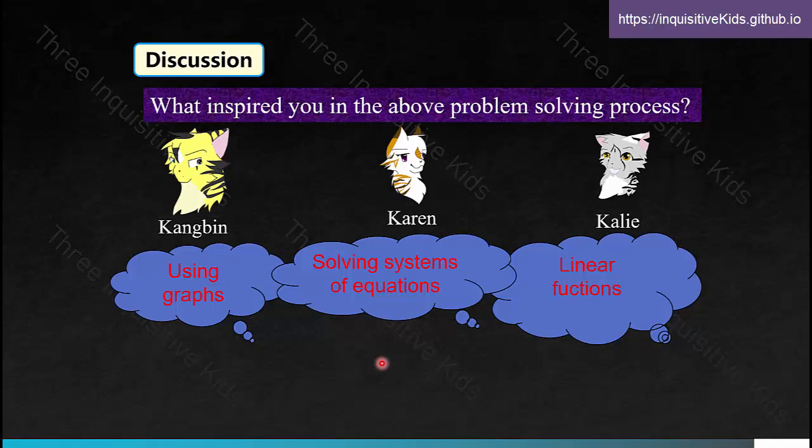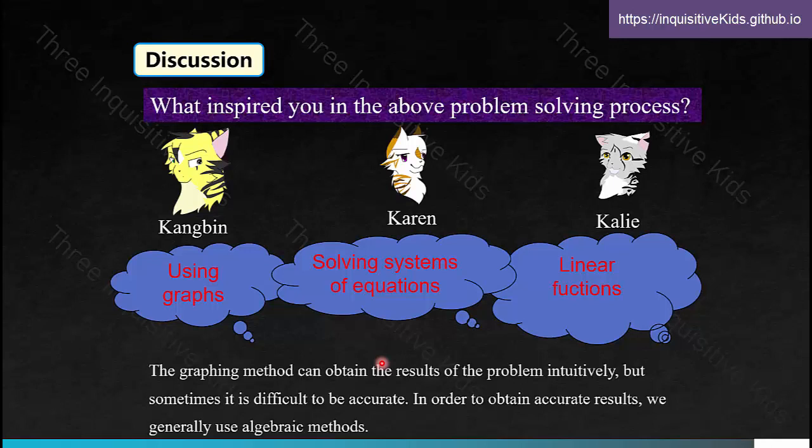So these three kids all used three different ideas to solve this problem. Kami wanted to use graphs. Karen talked about using systems of equations, and Kaylee was our final one. She said to use linear functions. So what inspired you from their discussion? What did you learn? What did you observe? How can you apply this to your own problem-solving thinking?